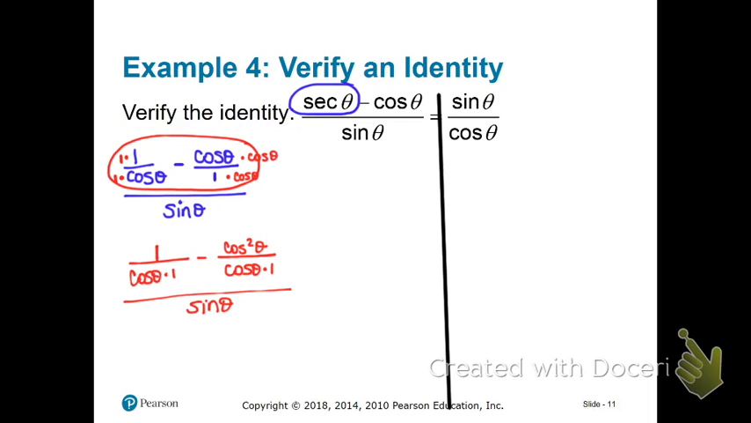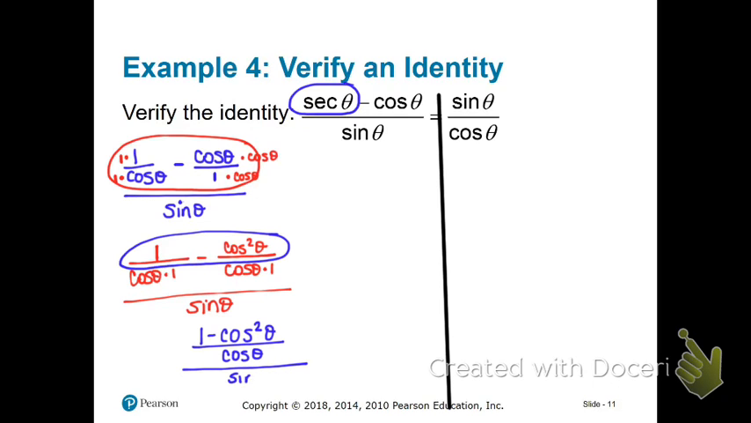All right, let's go ahead and put our fraction together. So remember, combine your numerators over that common denominator. So we have 1 minus cosine squared over cosine, all over sine.